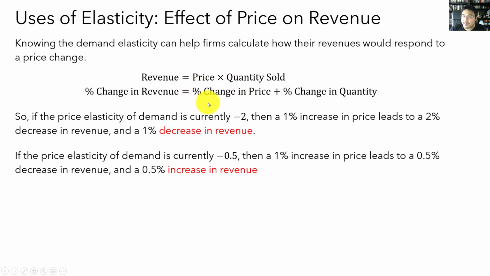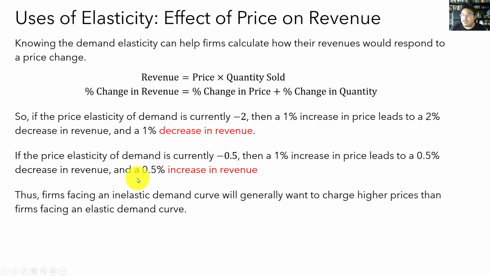So the percent change in price is +1%. The percent change in quantity is -0.5%. And so this 1% increase in price actually leads to a 0.5% increase in revenue. Okay, and so for this firm, they're actually better off with the price increase. And so what that means is that, generally speaking, firms that are facing an inelastic demand curve will generally want to charge higher prices, and firms that are facing an elastic demand curve generally want to charge lower prices.